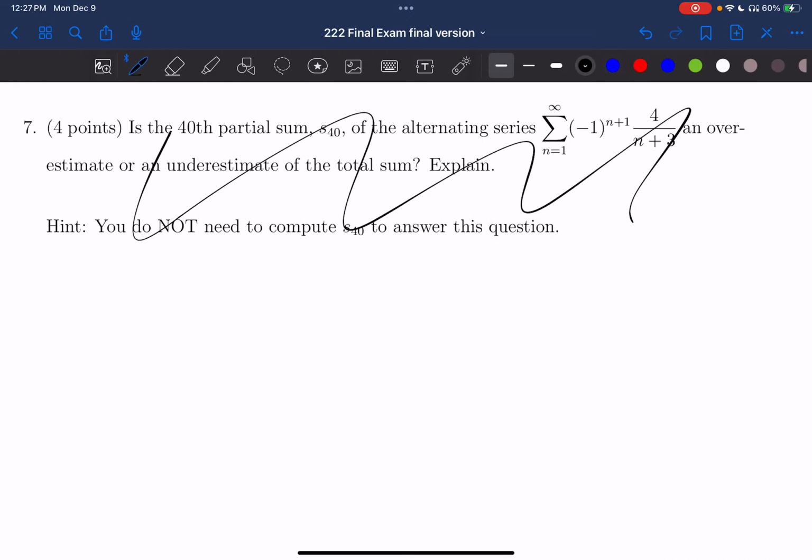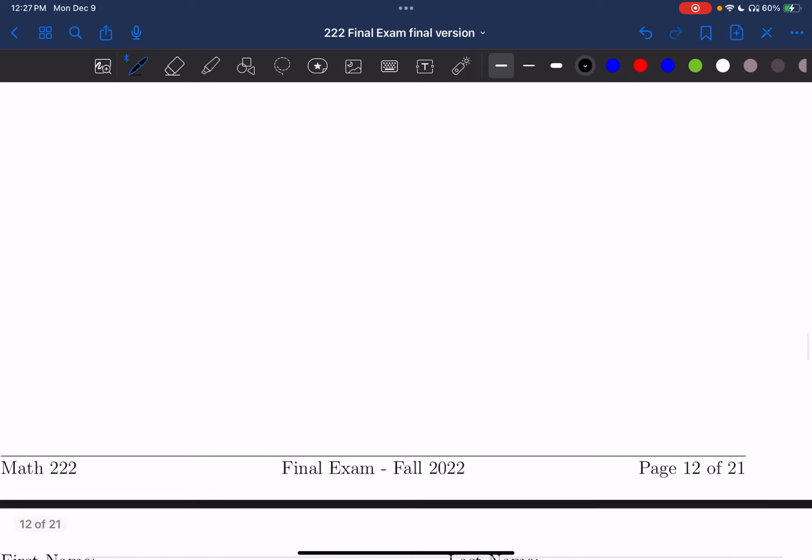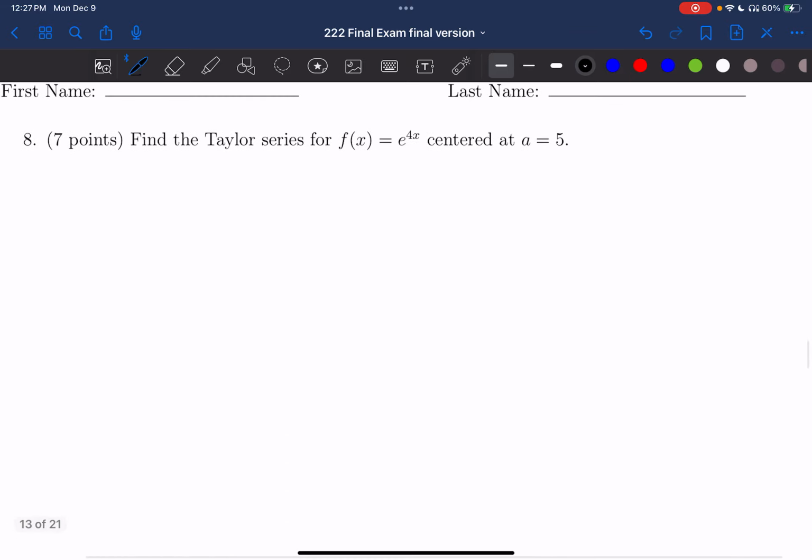This will not be on the new exams, so we don't need to worry about that question. Find the Taylor series for this centered at a equals 5. So, f of x is equal to e to the 4x.